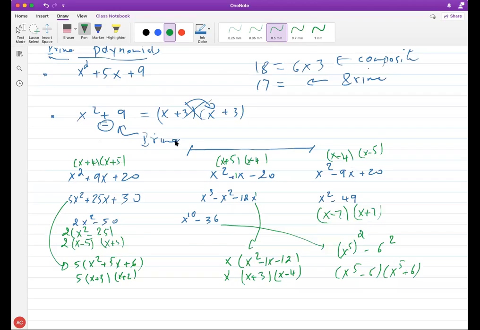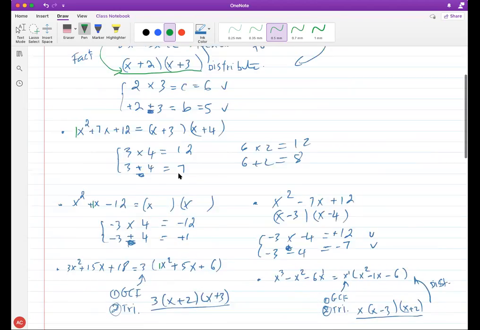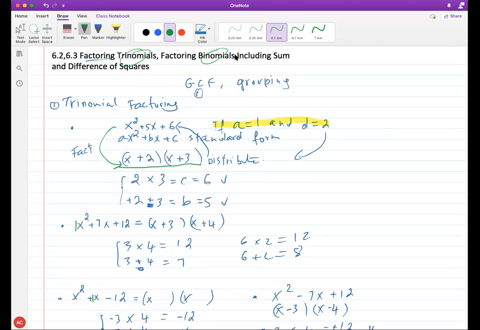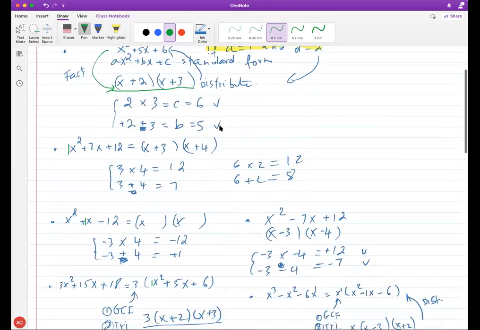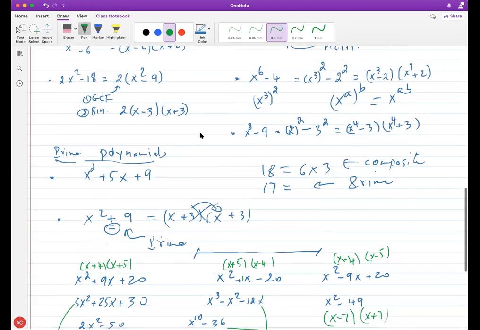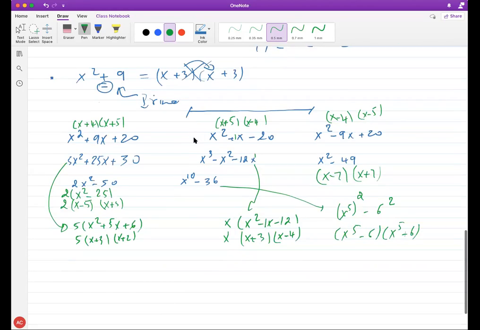So the previous lecture, we talked about GCF and grouping in detail. Today we'll talk about trinomial and binomial in detail also. So make sure you understand all those 4 methods of factoring and when to use them. You'll see plenty of these in the homework, so work on that. If you have any issues, let me know.